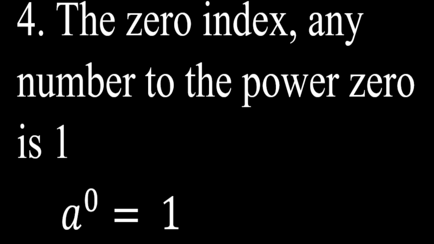Okay, and then the fourth one is any number raised to the power 0 is 1. Any number raised to the power 0 is 1, and it does not matter. If we have 5 to the power 0, what you get is 1. If we have 100 raised to the power 0, what you get is 1.